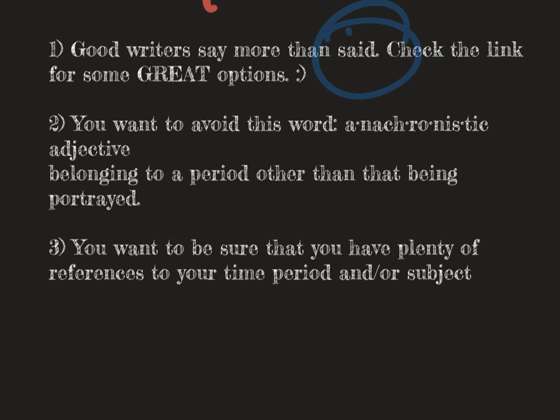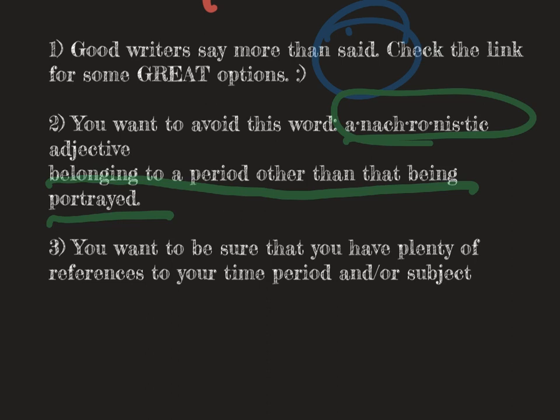Two, there's this word here, right? Very fancy word, probably a word you would see in Jeopardy. Anachronistic. Anachronistic, basically, as you can see here, belonging to a period other than that being portrayed. What does that mean? This is what it means. I'm watching a movie set in the 1950s, and then all of a sudden in the background, I see someone walking down the street with a Starbucks, or I see a Tesla drive by, right?